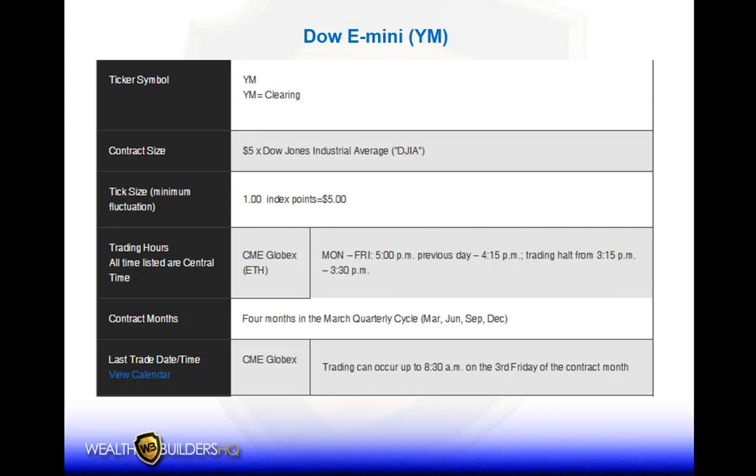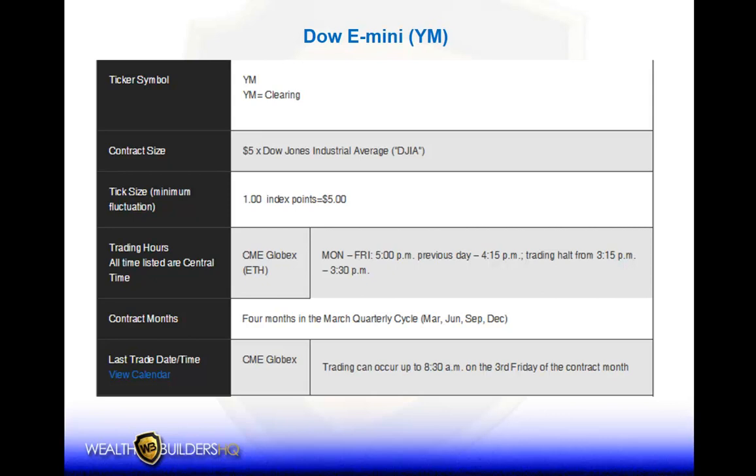Now, there are 4 monthly contracts that are available. And those months are March, June, September, and December. In other words, unlike a stock where you just say Ford is Ford, right? The Ford stock is Ford, and that's what we're buying.